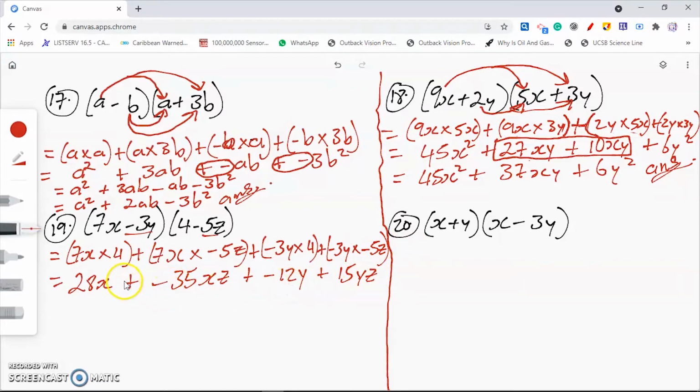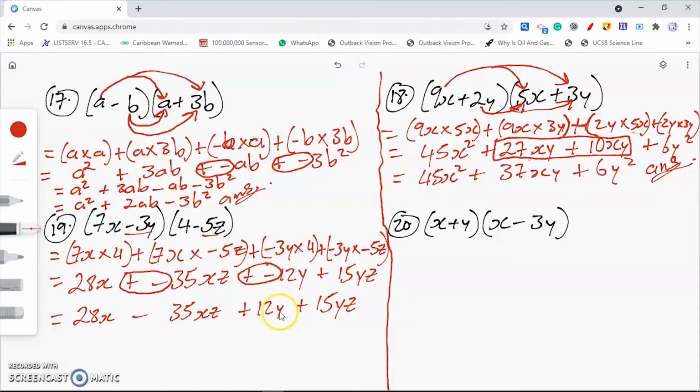We need to simplify these combinations of signs here. Whenever you have a positive sign followed directly by a negative sign, the resultant sign would be negative. So we will get 28x minus 35xz minus 12y plus 15yz. Is there anything else we can do to this expression? The answer is no. So we just have to leave that expression as it is as our final answer. Good. Let's look at number 20.